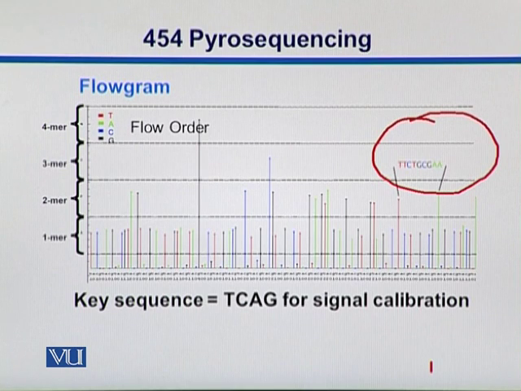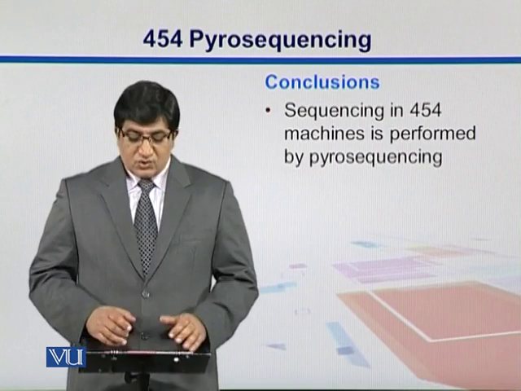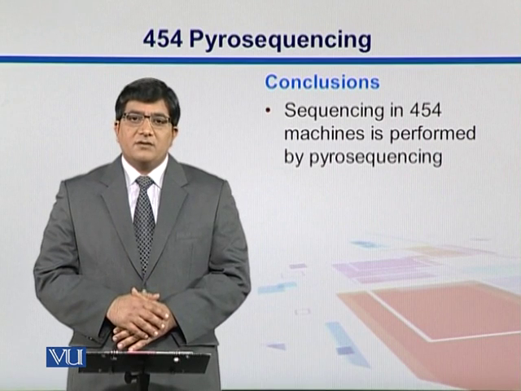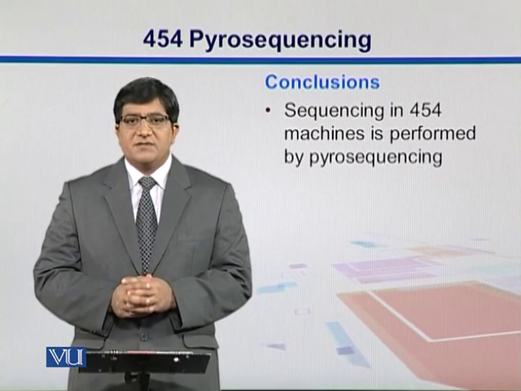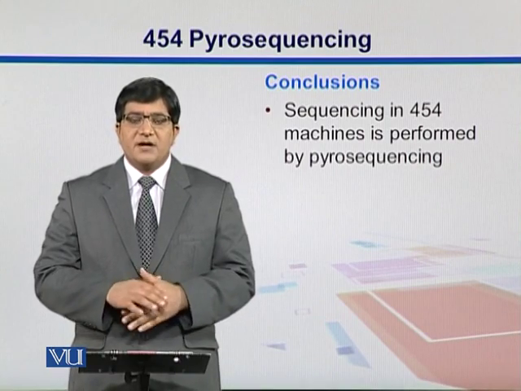If we focus on this region where we have a high peak, two T's have been incorporated. Then if we move on to the next one, we see a blue color, so there is a C here. Again there is a T, and then a G and C and G, and there are two A's. So the height of this flowgram tells us how many nucleotides have been incorporated. It can be either 1-mer, 2-mers, 3-mers, or 4-mers. So in the end, what we have seen here is that 454 performs sequencing with a process called pyrosequencing.